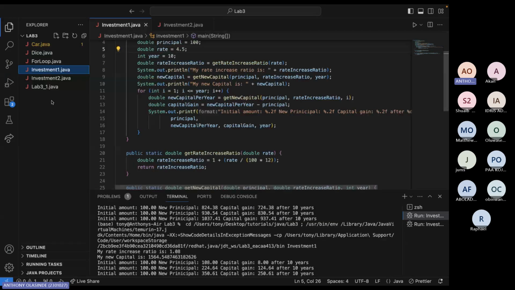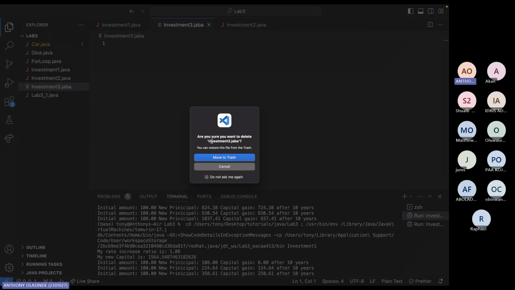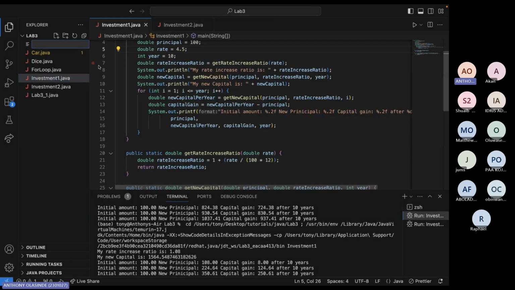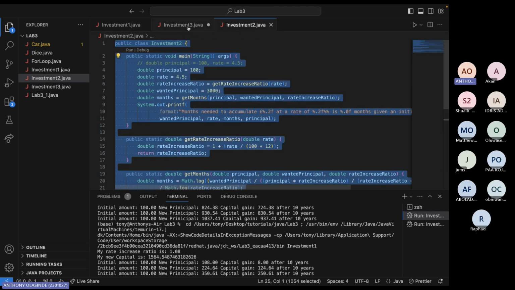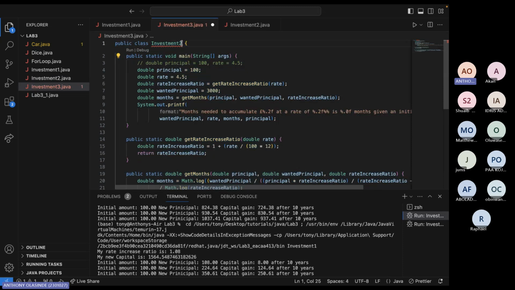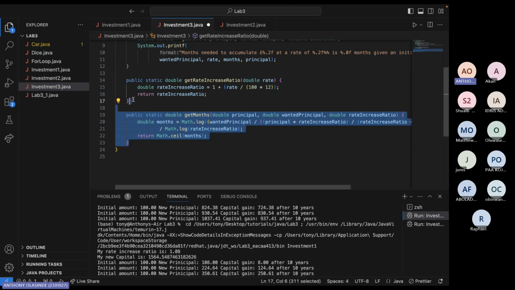So I will just do investment 3, copy and paste, new file, investment 3.java. Delete, move. No, investment 3.java. Right, copy and paste, changes to 3.